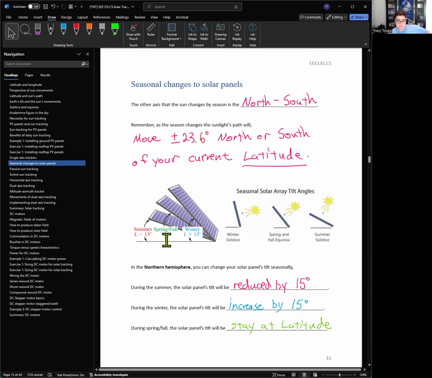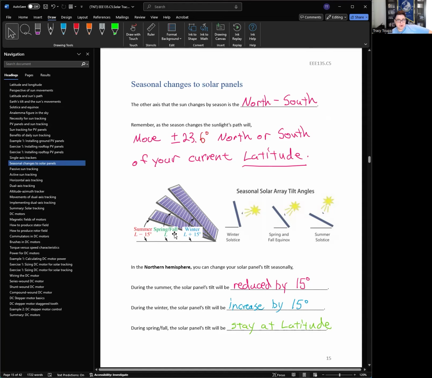During the summer, take your latitude and in general subtract 15 degrees. You don't want to subtract 23.6 because 23.6 only happens one day after summer begins. You want to get a good middle ground, and 15 degrees off is a good middle ground. Take your latitude, subtract 15 degrees, bend it back a little bit. That's your summer setting.